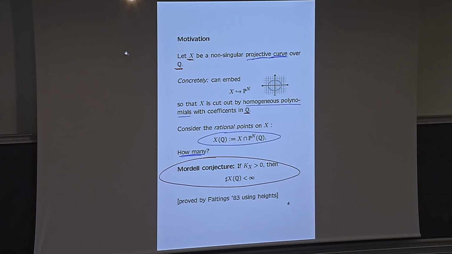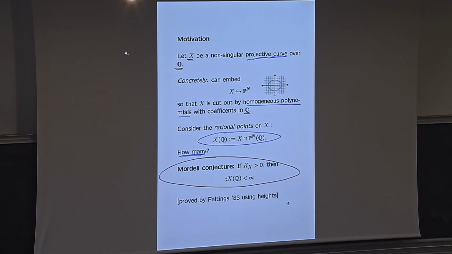And then we look for rational points on X. So this is a time-honored problem, which goes back to the Greeks, I guess. We wonder, for example, how many rational points are there on this curve? Are there finitely many, infinitely many, and so on?